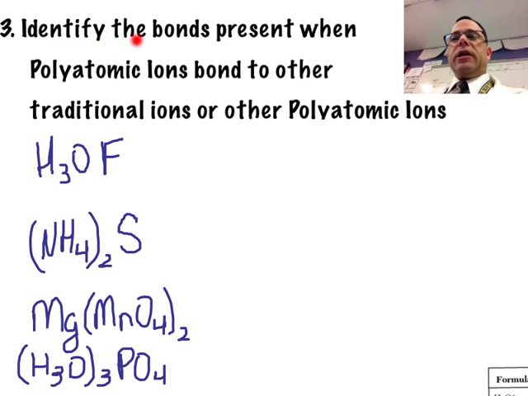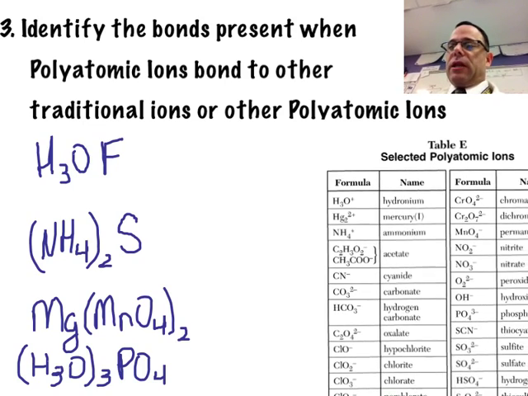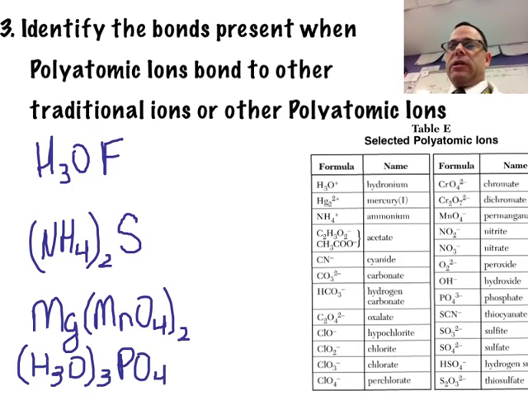And last, we are going to identify bonds present when polyatomic ions bond to other traditional ions or other polyatomic ions. I put here a series of different formulas that we can inspect. First thing you must know is if I see hydrogen, oxygen, and fluorine, I must be suspicious that a polyatomic ion is present. Similarly, nitrogen, hydrogen, sulfur, magnesium, manganese and oxygen, hydrogen, oxygen, phosphorus, and oxygen. Each of these makes me suspicious that a polyatomic ion is present, and for that let me put our table up so that we can inspect.